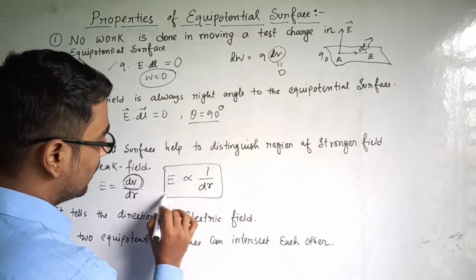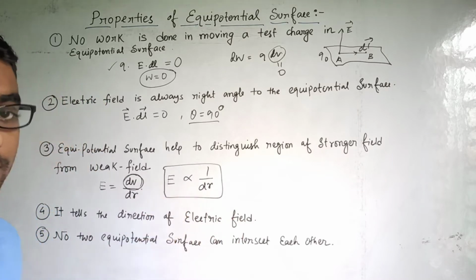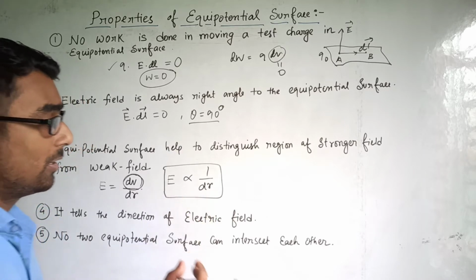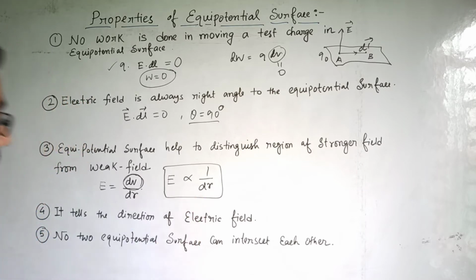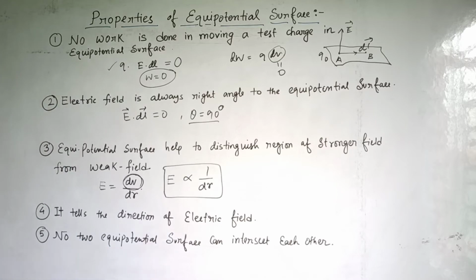What does it mean? It means as dr increases, E will decrease, or vice versa. If dr is the distance between two equipotential surfaces, as dr decreases, E will increase. From here we can also say that equipotential surfaces are closer together where the electric field is stronger. Equipotential surfaces are closer together where the electric field is stronger.